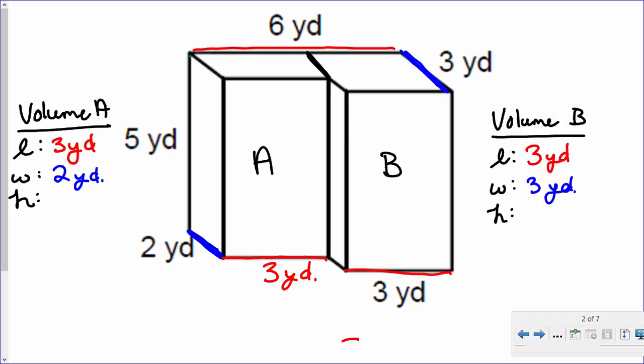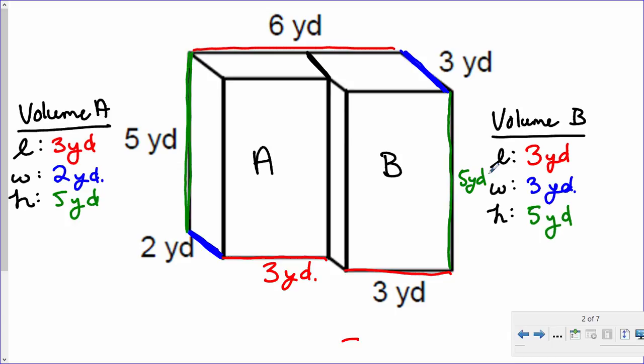So we're talking about the up to down. So the height of A is 5 yards. And then up to down over here is also 5 yards. And I came to that conclusion because you'll notice that there is no difference in height when you look at this from the front. So if A is 5, B is also going to be 5.